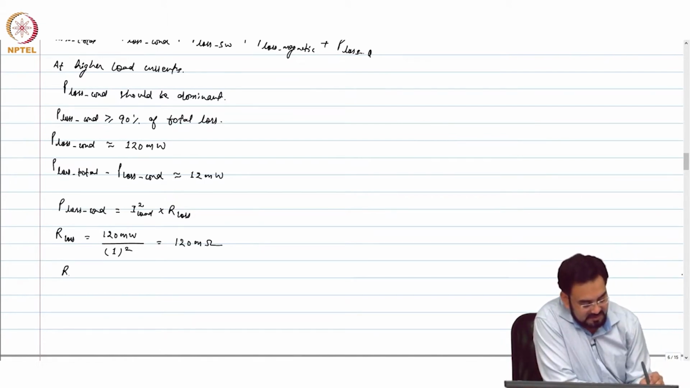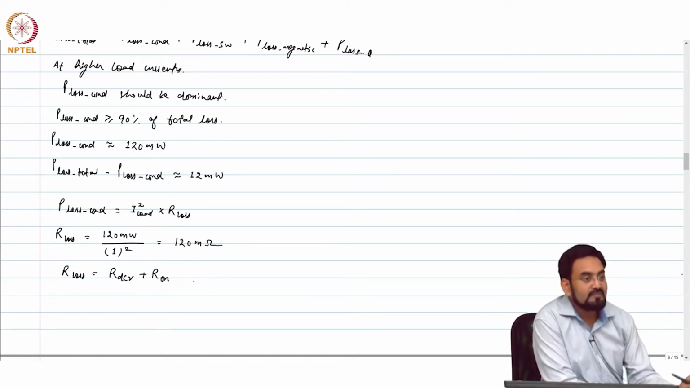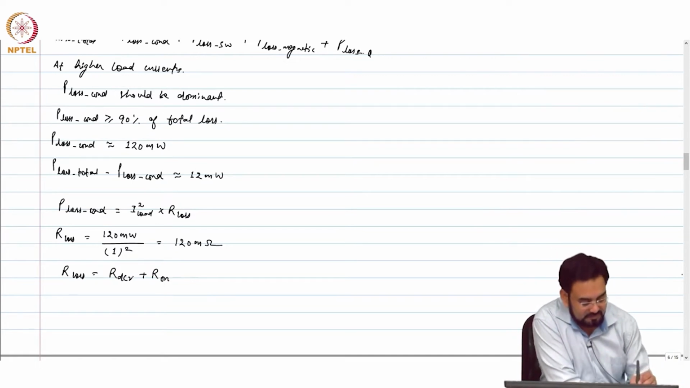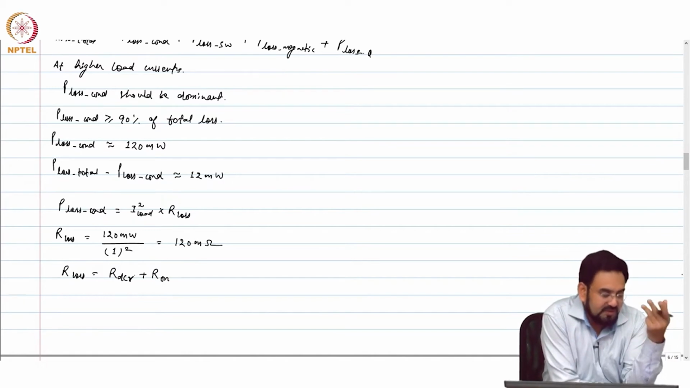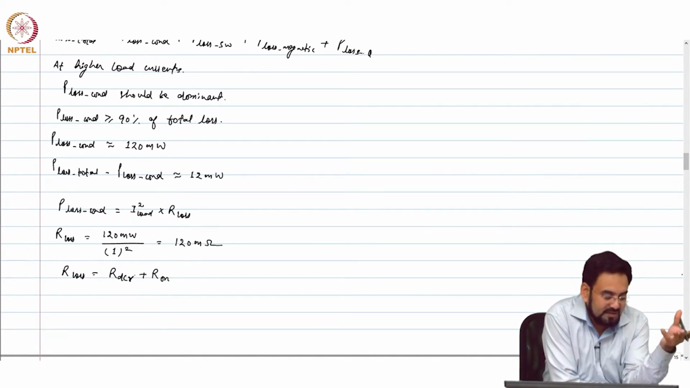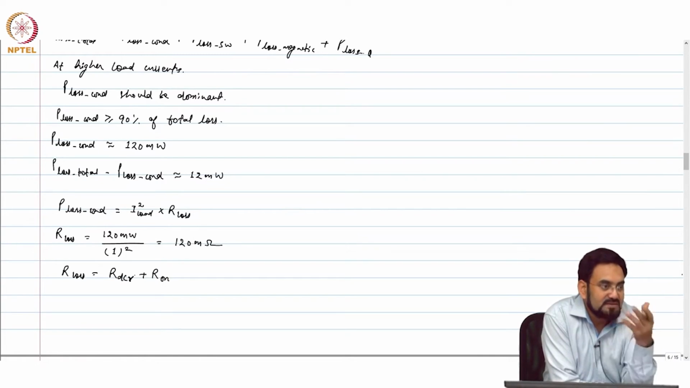And this R loss is RDCR plus R on. Okay. So, now you have two choices, either you reduce R on and choose a bigger RDCR or the other way around. So, what do you prefer, smaller R on or bigger R on, while keeping the same R loss?